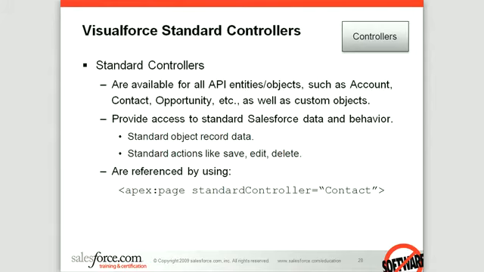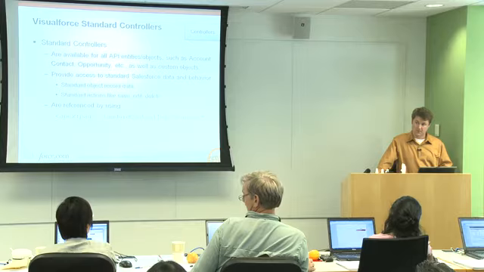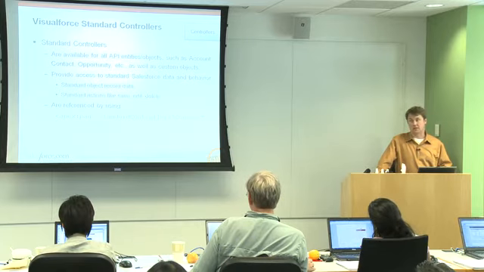Okay. So all right. We reference standard controllers in a page tag, and the page tag has an attribute called standard controller. And the way that we reference standard controllers is we simply use the name of the object, the API name of the object. So in this case, the API name for contact is simply contact. But if it was a position, we would do position__c. Okay? Because it's a custom object. Exactly, because it's a custom object.